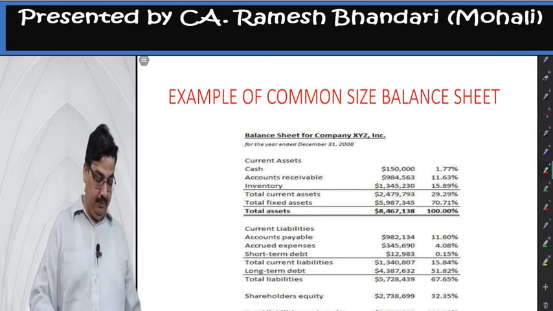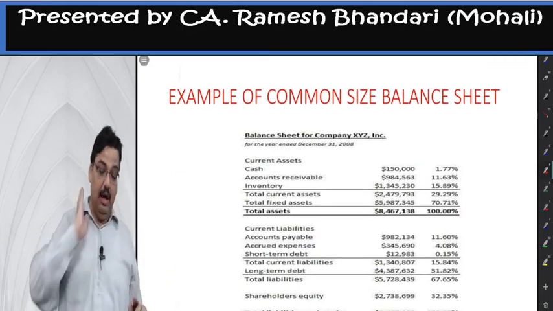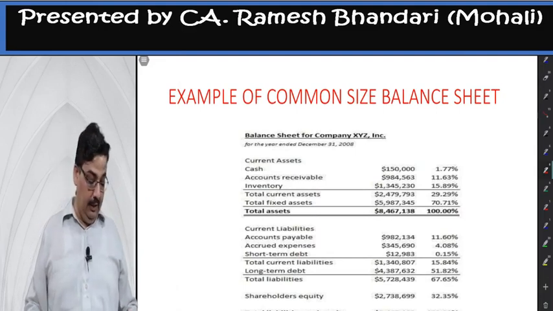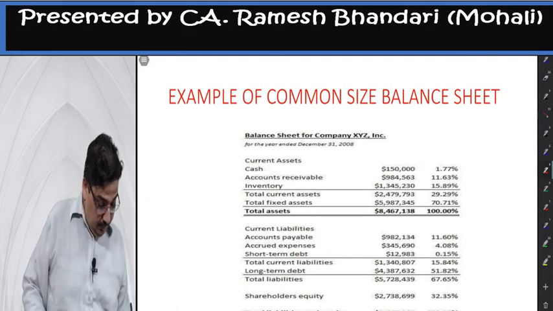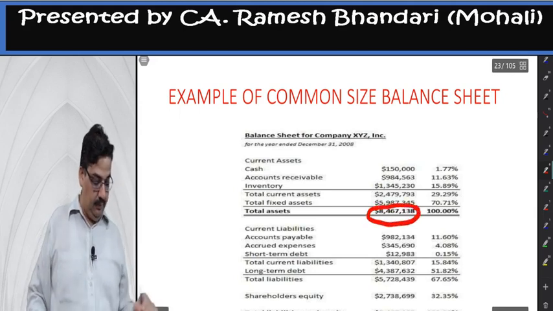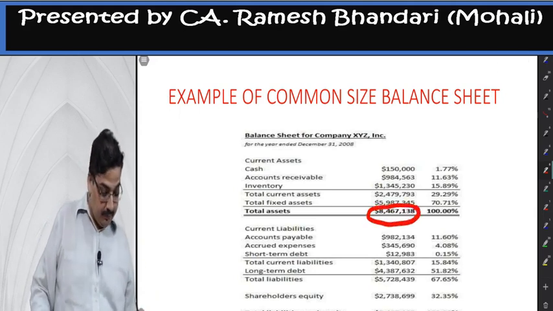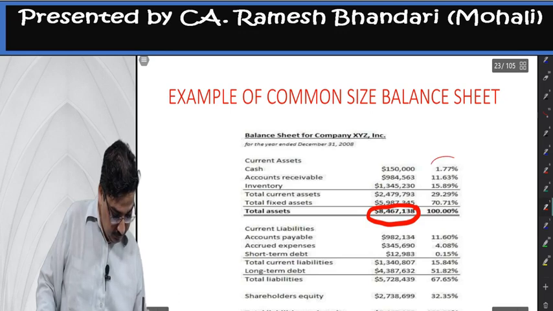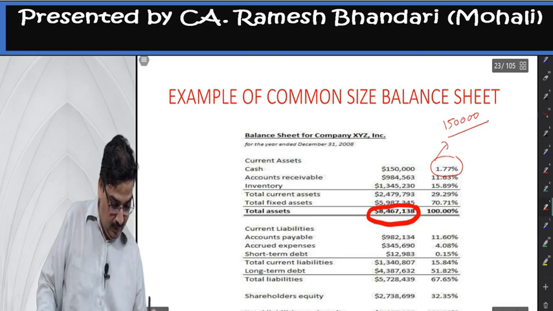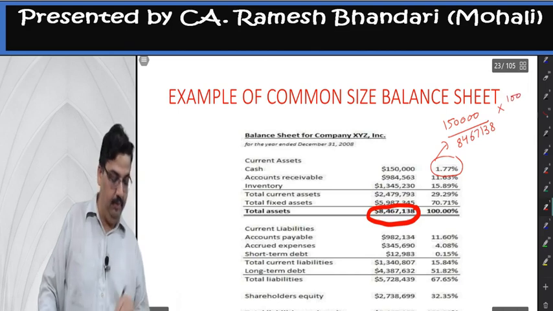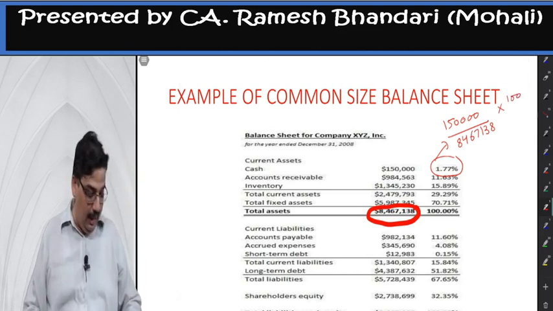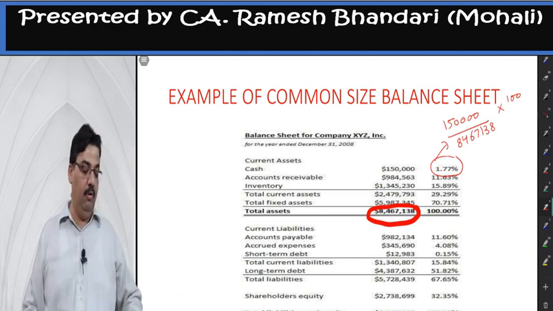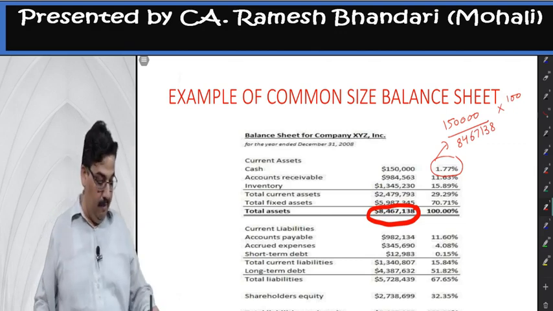common size balance sheet. This is a balance sheet given without the comparative figures of last year. We pick out the total assets, which is equal to total liabilities and equity. How did I get 1.77%? I computed 1,50,000 divided by 84,67,138 into 100. Every figure divided by 84,67,138 multiplied by 100 makes this.